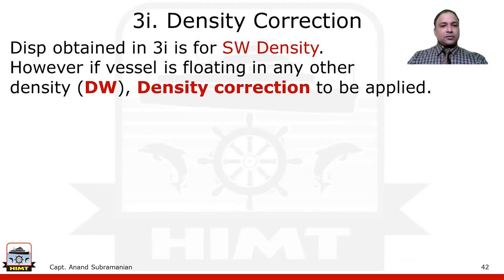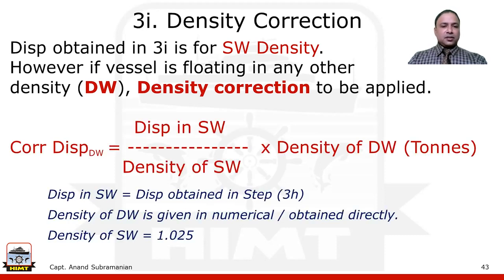If the ship is floating in any other density, like dock water, we have to apply the density correction. The density correction is very simple. The corrected displacement of the ship, that is the final actual displacement, is the displacement in salt water divided by the density of the salt water and the whole thing multiplied by the density of the dock water. Now, a very simple way to remember this, because most of the time you will get confused between whether the density of the dock water should go in the denominator or the numerator.